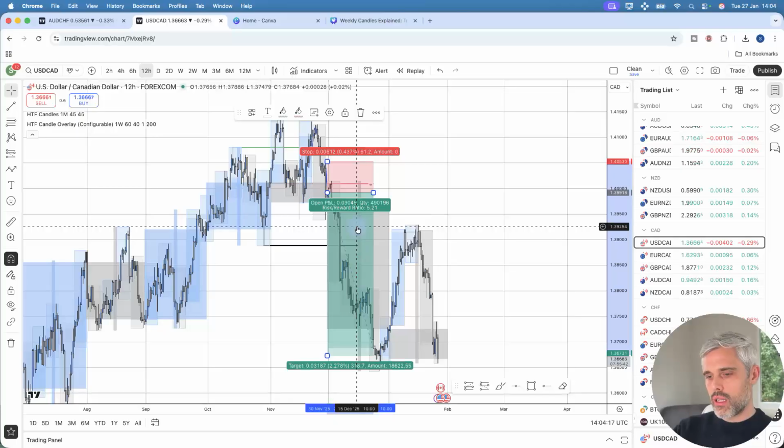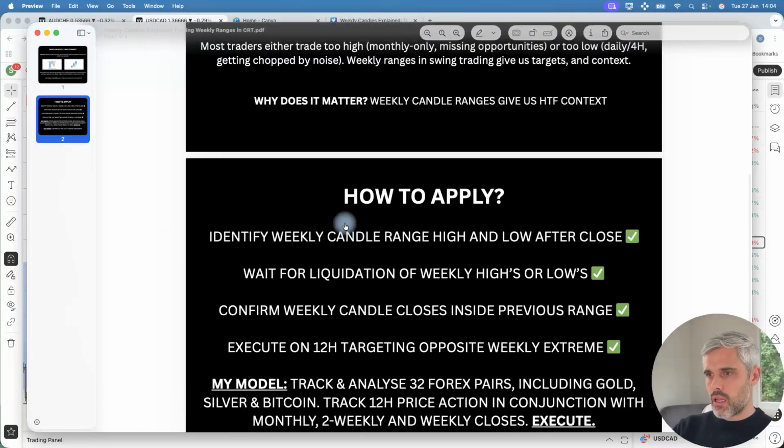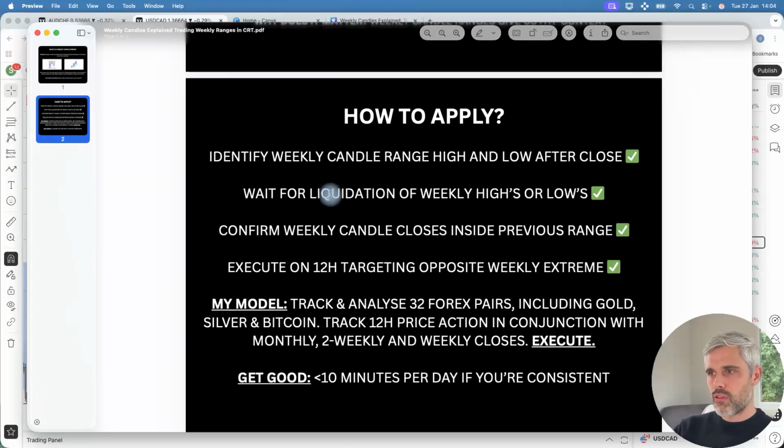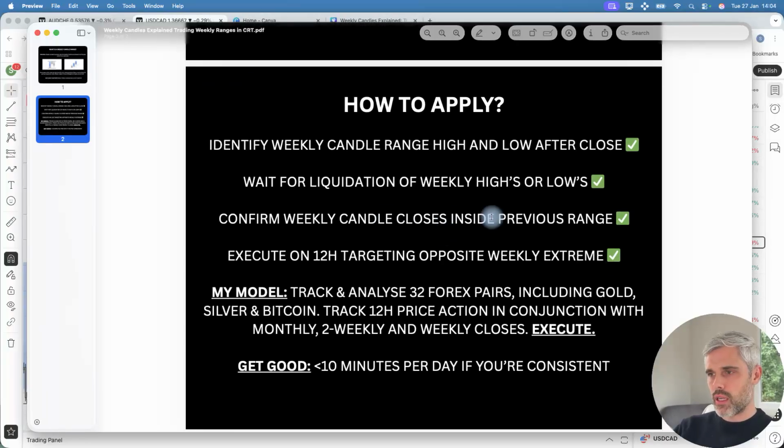So this is how to use weekly candle ranges. Identify the range high and the low after close. Wait for liquidations of weekly highs or lows. Confirm weekly candle closes inside previous candle ranges, and then execute on the 12-hour time frame targeting opposing weekly extremes.